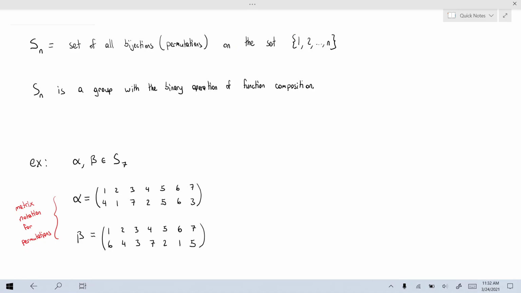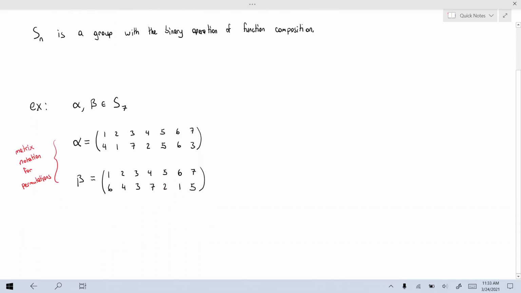All right, in this video, I'm going to be talking about permutations. So we define Sn to be the set of all bijections on the set of integers from 1 through n. Another word for bijection is permutation. So I'm going to be using permutation throughout instead of the word bijection, but you should understand that they mean the same thing. So Sn forms a group under the binary operation of function composition.